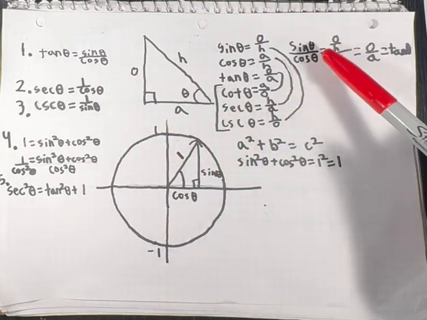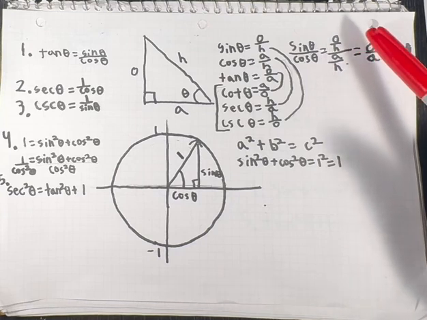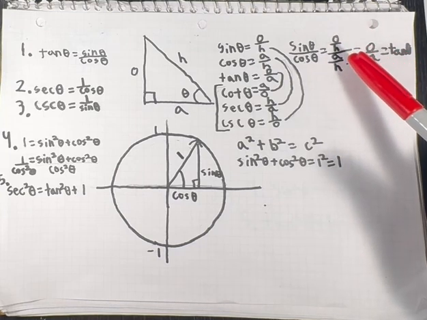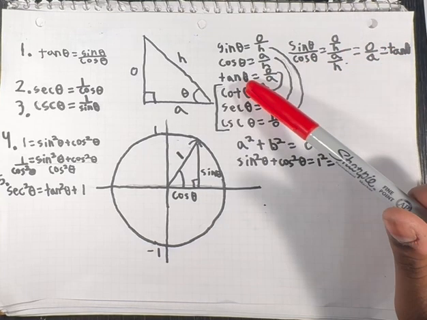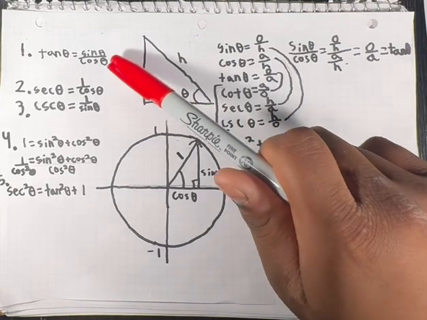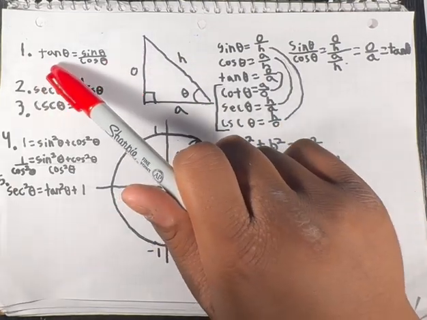Now, if we take sine theta over cosine theta, we can see opposite over hypotenuse over adjacent over hypotenuse, which then simplifies out to opposite over adjacent, which is again equal to tan theta. Therefore, sine theta over cosine theta is equal to tan theta.